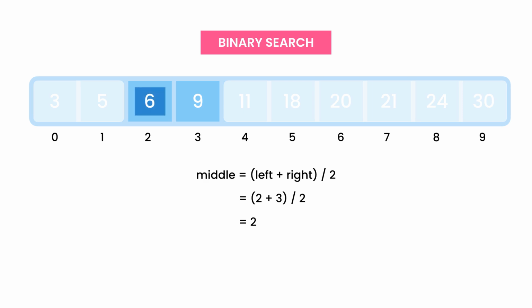What do we have in the middle? The value we're looking for. So we have found 6 with only 3 comparisons, even though we have 10 items in this list. This is the beauty of binary search.